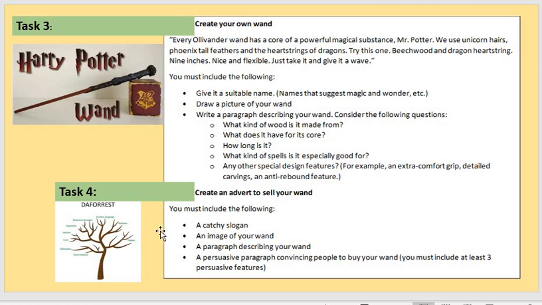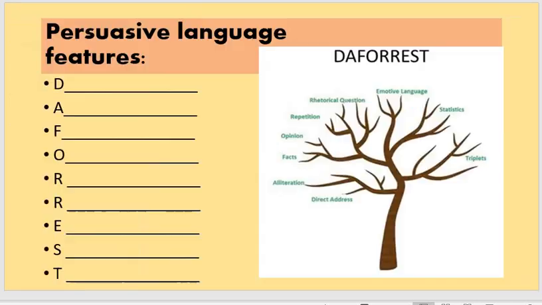So if you glance across to the left here, there's an image of a tree and the word deforest. I don't know if any of you have heard of this before, but it is an anagram for the persuasive language techniques and features that we can use when trying to write a good persuasive paragraph or piece of writing. So here you can see them listed.